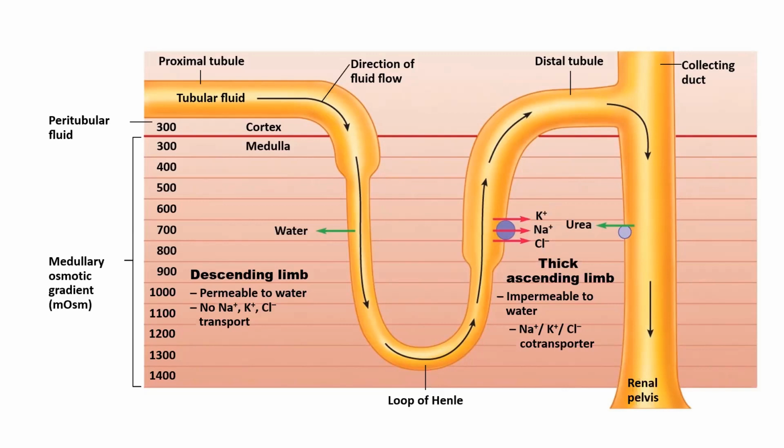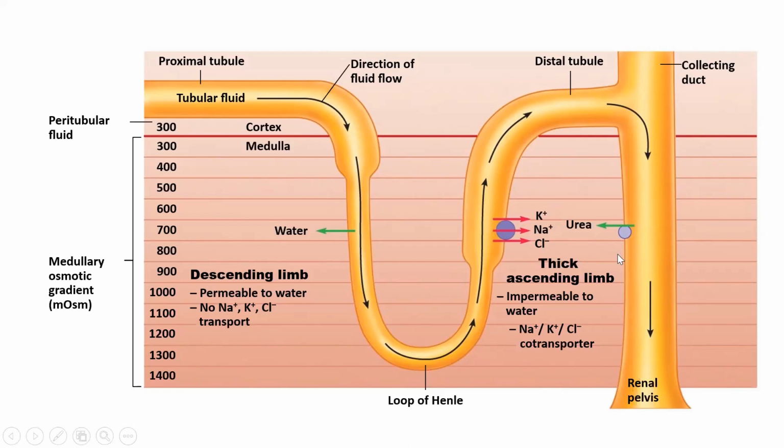So it's got a co-transporter that facilitates the active movement, so it's going to require energy, of potassium, of sodium, of chloride. So all three of those solutes are being actively pumped from the tubular fluid out into the interstitial fluid. And so that's going to be a part of how we set up this gradient.